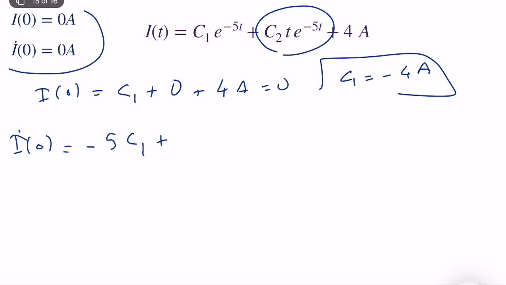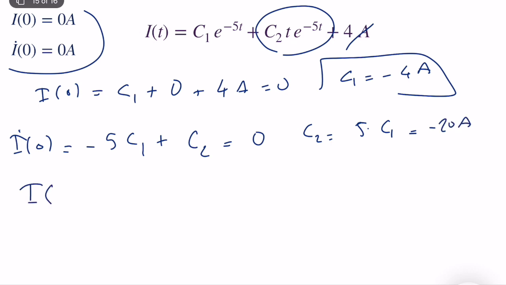When I take the derivative of e to the power minus 5t, t will remain there, so it will be 0. So I only need to take the derivative. At t equal to 0, e to the power minus 5 times 0 is equal to 1, so it's just C2. The derivative of 4 amps is equal to 0, so it's equal to 0. So C2 is equal to 5 times C1, and it is equal to 20, I guess, right? Exactly, minus 20 amps.